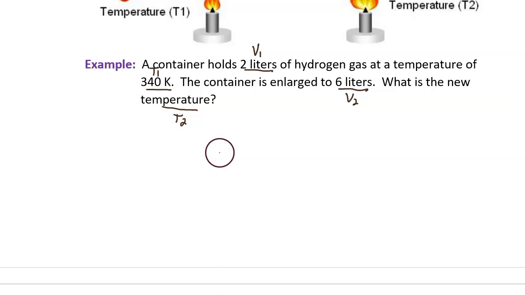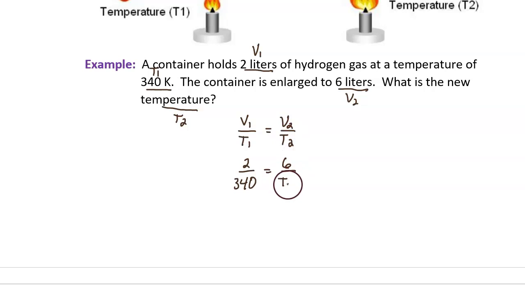We have a law that uses those letters. It's called Charles' Law, and it looks like this. V1 divided by T1 equals V2 divided by T2. Again, you're going to have to write formulas on your quizzes, so you might as well get used to doing it right now. Now let's make our substitutions. In place of V1 is 2. In place of T1 is 340. In place of V2 is 6. And for T2, we're going to leave the variable T2. That's the one that we did not know.